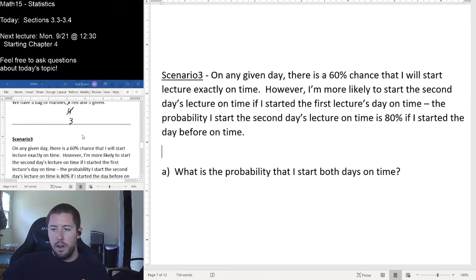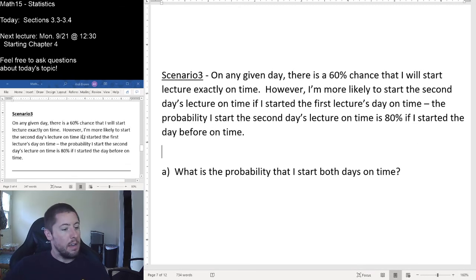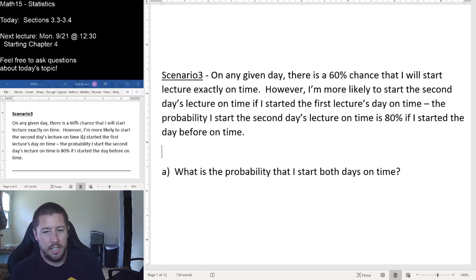So here's my scenario 3. This is me talking about starting my lectures on time, because I always go longer than I mean to, but I always start a minute or two late because I'm always like, oh shoot, it's time to go. So scenario 3, on any given day, I'll just make up some numbers here. It's a 60% chance that I'll start lecture exactly on time.